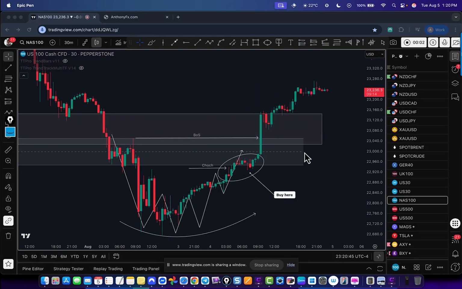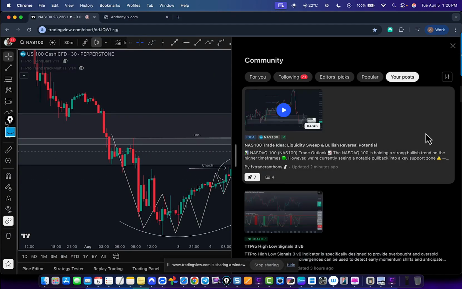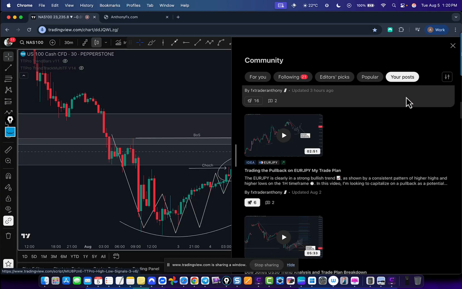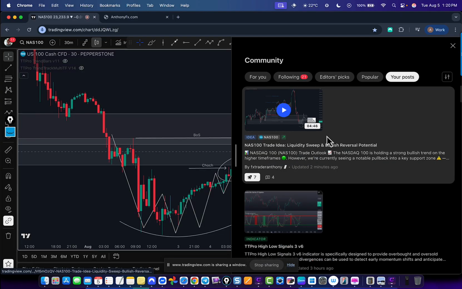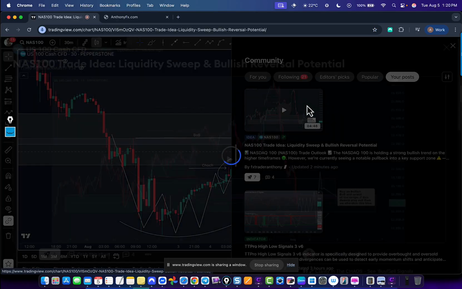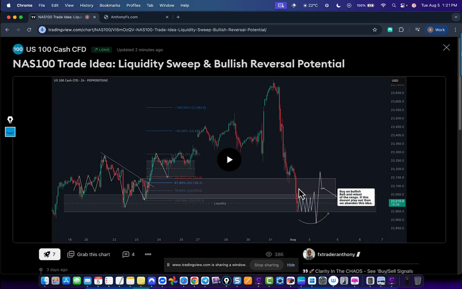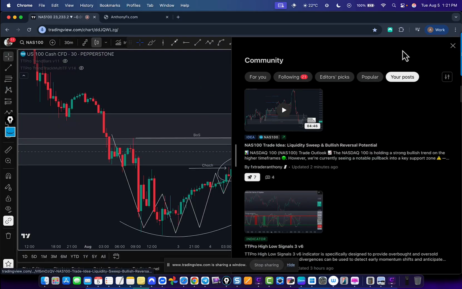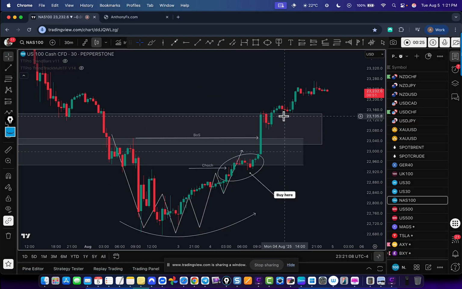Traders, I posted this into my TradingView ideas. Where was it? Looking at the NAS here, this one. That was the idea. I was looking for this to range a little bit and then break structure. So as it turned out, we got it. And yeah, if you caught that, well done.